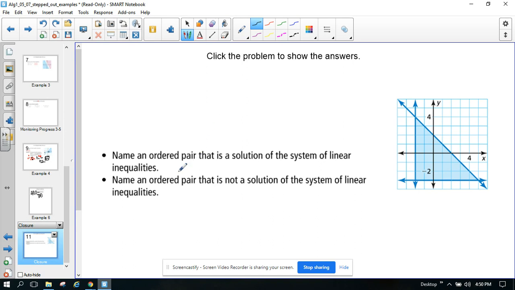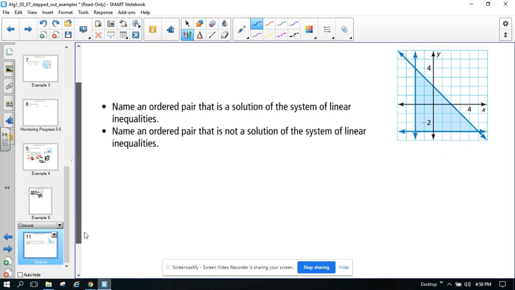The last thing I want to do is name an ordered pair. Name an ordered pair that is a solution to the system of inequalities. Name an ordered pair that is not a solution. So one that is a solution is (0, 0). So (0, 0) is a solution. So is (-1, 1). So is (1, -1). All of those are solutions. In fact, anything right on the lines is also a solution.